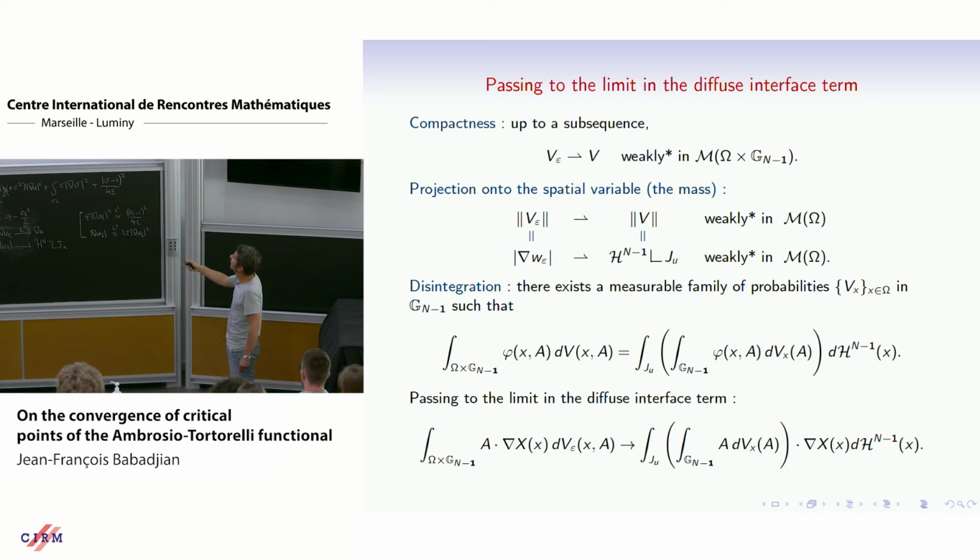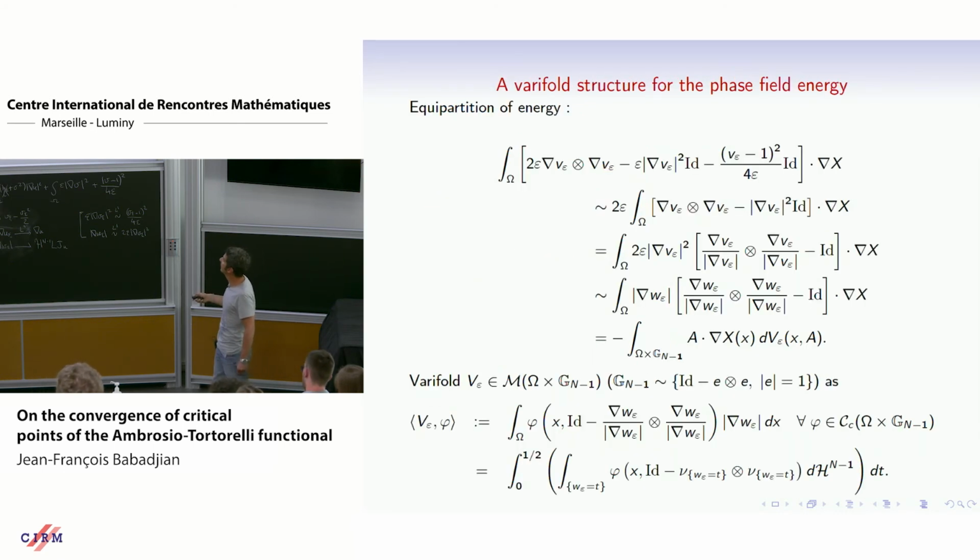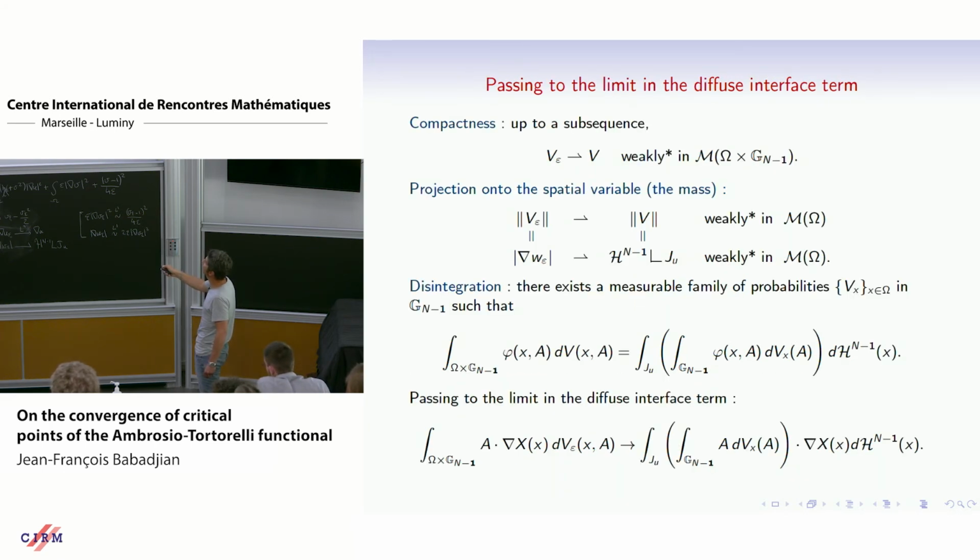Here, this one. So the mass of a varifold is nothing but the projection of the measure capital V epsilon onto the spatial variable. What does it mean? It means that in the definition of the varifold here, it consists in taking test functions which are independent of the matrix variable. So it will be the integral of phi of x modulus grad W epsilon dx. So the projection of capital V epsilon on the spatial variable, the mass of capital V epsilon, will be just the function, because it is a function, modulus of grad W epsilon.